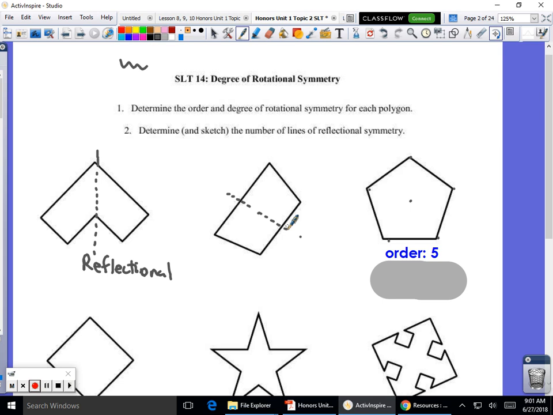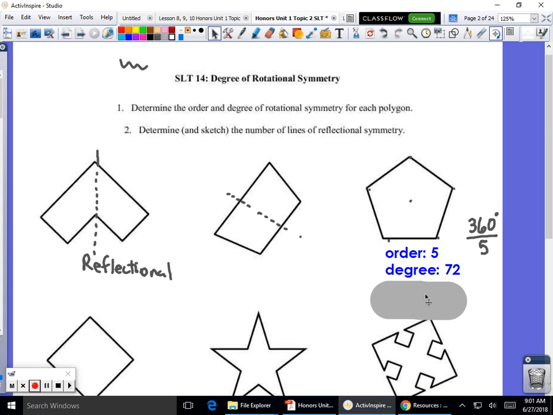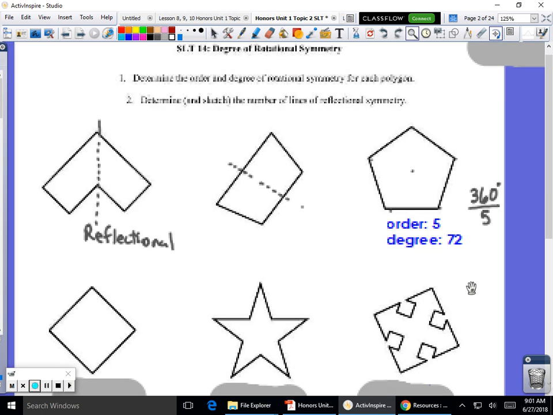Now over here, when we have an order of rotational symmetry, where we can rotate it about the center, what we're going to do is take 360 degrees and divide it by the order, and that will give us our degree of rotational symmetry. In this case, 360 degrees divided by 5 would be 72 degrees. So basically between each of these vertices, there's 72 degrees. Okay, great. Let's look at the others.